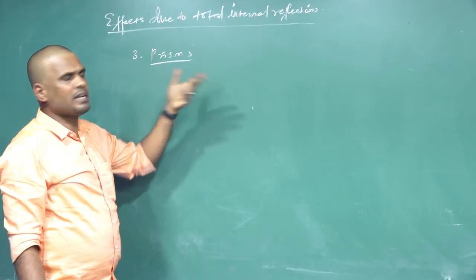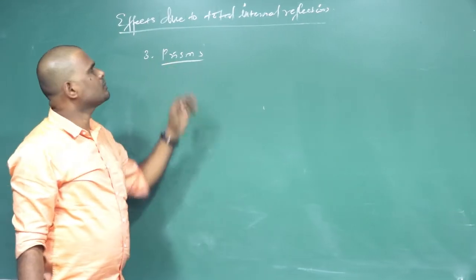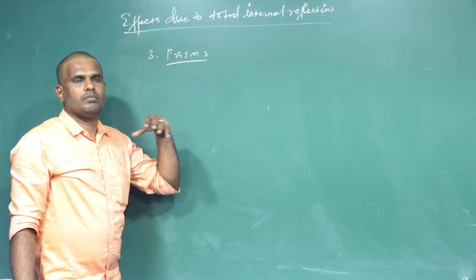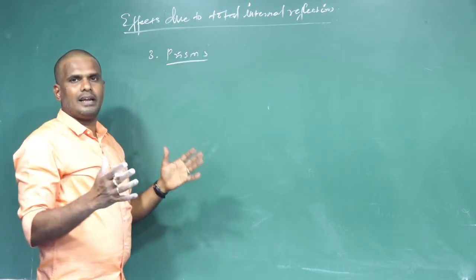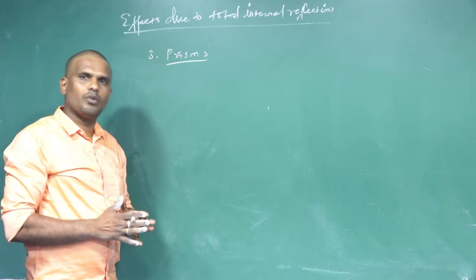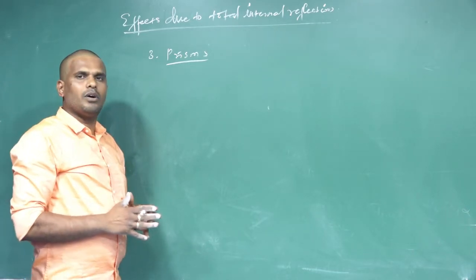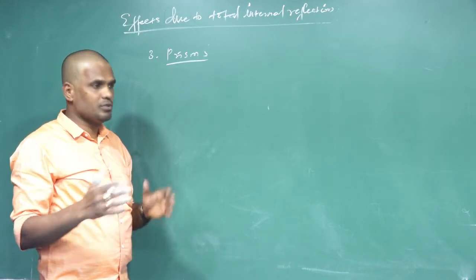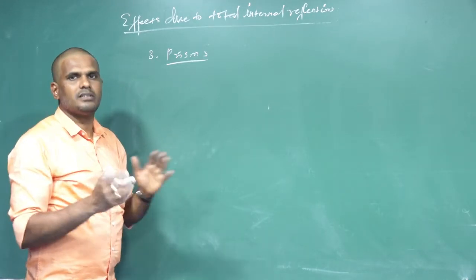The example application is prism. Prisms also use total internal reflections. Prisms can be designed to reflect the light radiations through an angle of 90 degree or 180 degree. Even without changing the size of the object, we can obtain an inverted image using prisms. It must be designed in such a way.